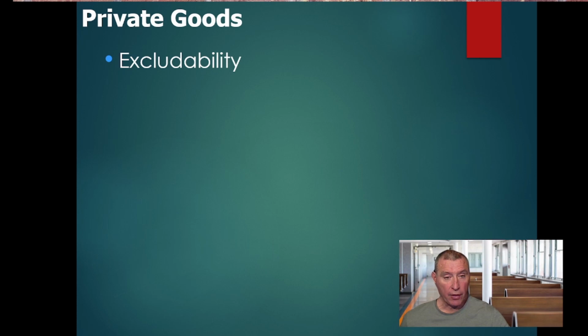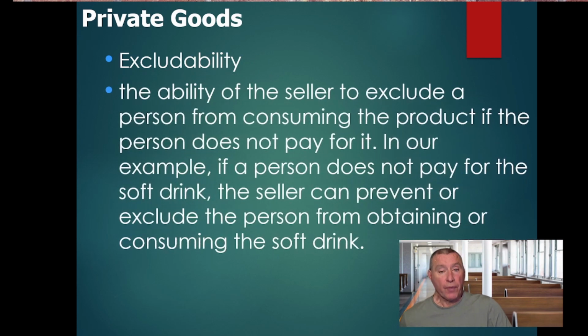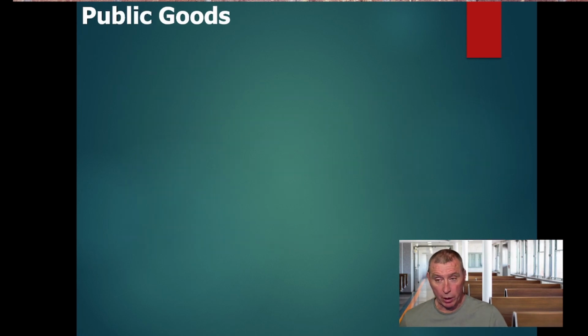Excludability is the other characteristic. That's the ability of the seller to exclude a person from consuming the product if the person does not pay for it. In our example, if the person does not pay for the soft drink, the seller can prevent or exclude the person from obtaining or consuming the soft drink. Those are the two characteristics of a private good. That's important because we're going to talk about a public good, right?